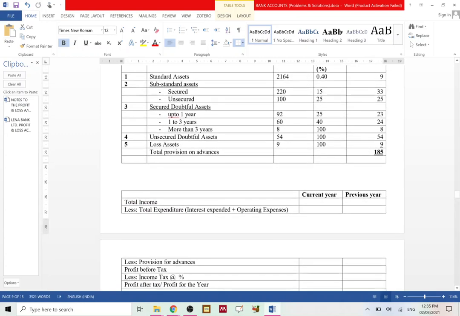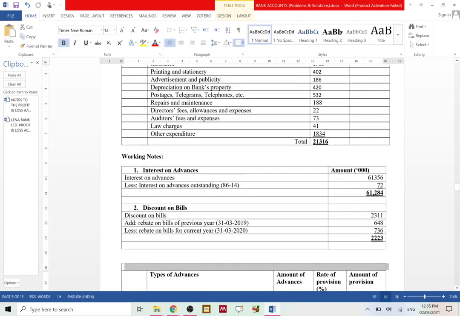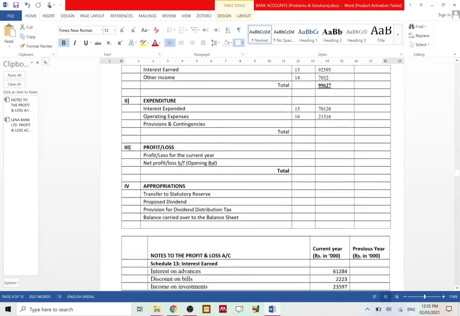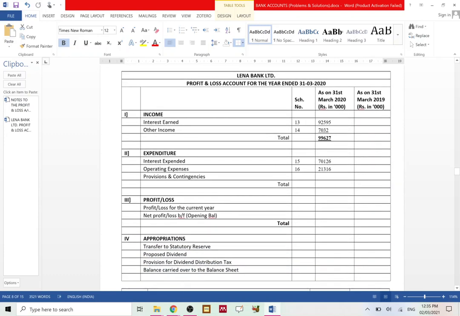All right. So accordingly, based on the rates of provisions given to us, we calculated the total provision on advances, a combined figure of all the provisions of the bank. We got 185 as the total amount. So what needs to be done next is, our profit and loss account is ready up to this point. Only figures we require is provisions and contingencies.